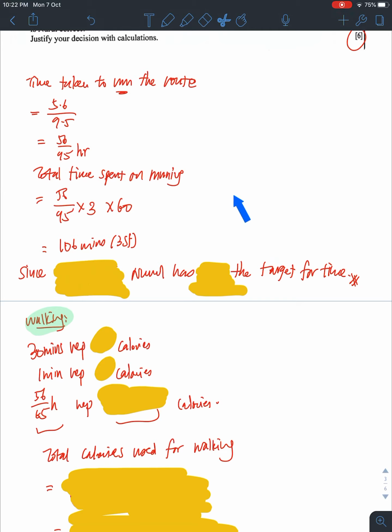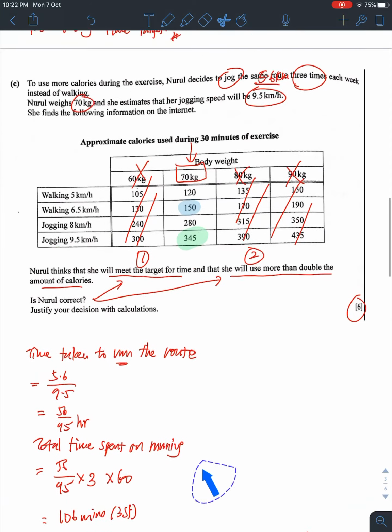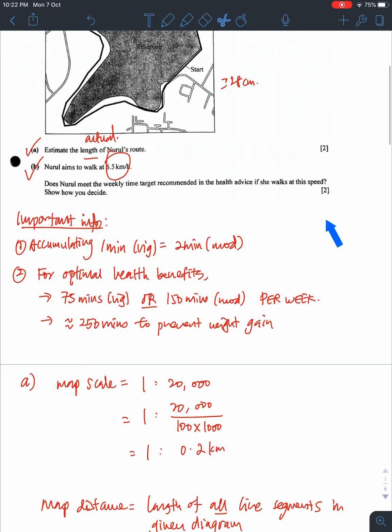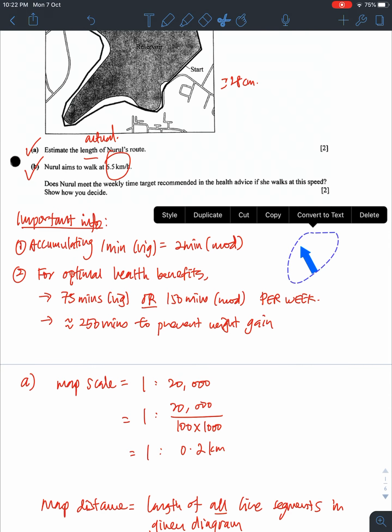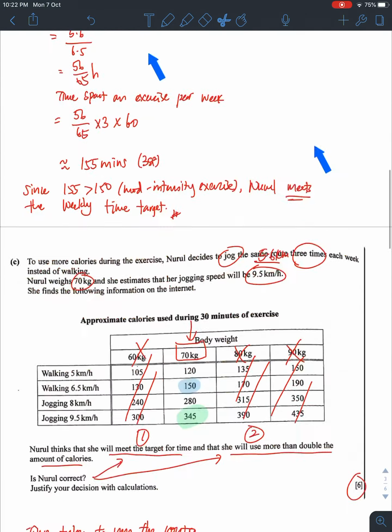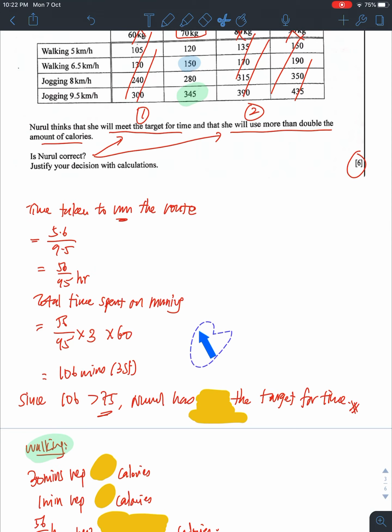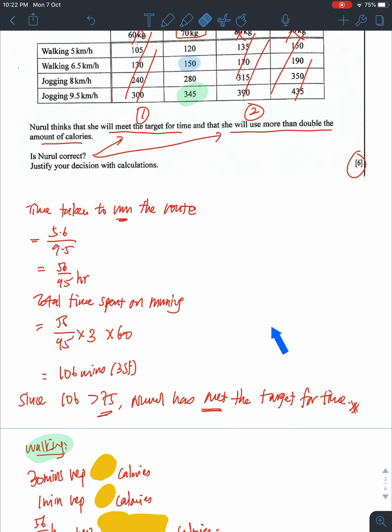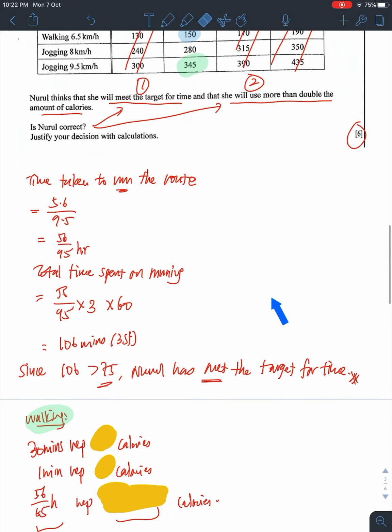Since 106 is more than 75, and 75 is actually this health advisory where they tell us that you should be spending 75 minutes of vigorous activities to achieve optimal health benefits, clearly she spent 106 minutes, which is clearly more than 75. Therefore, based on the target for time, she has definitely met it.